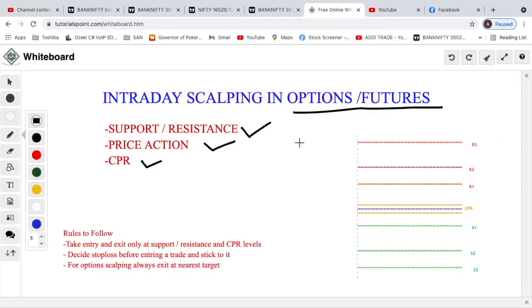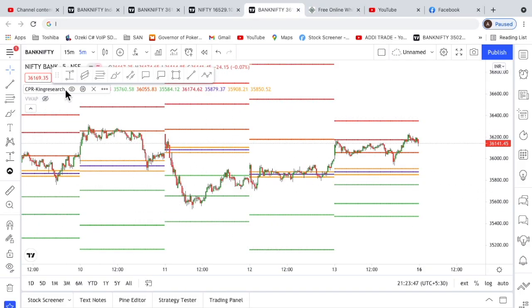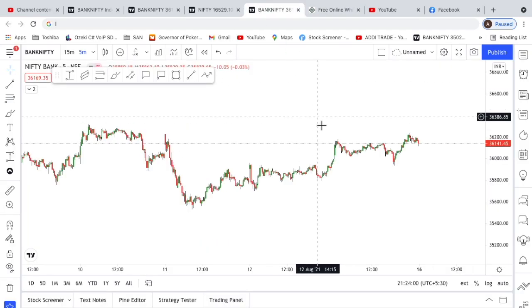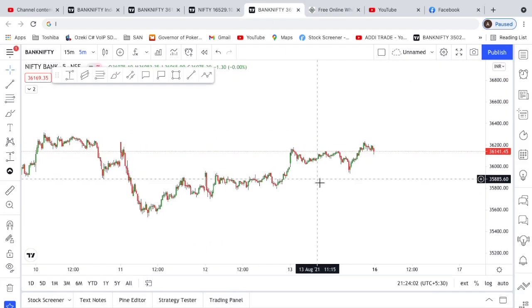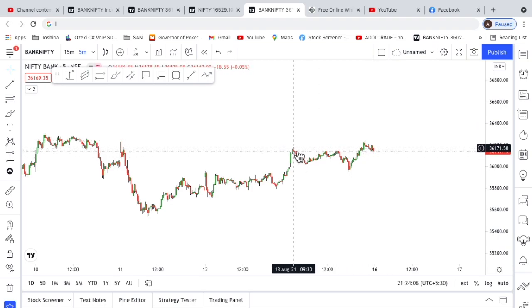So firstly, how to draw support and resistance, I'll be showing it to you on the charts. How to add the CPR and how to trade will also be shown. And price action, I'll be explaining that. Now coming to CPR, what is CPR? CPR is nothing but central pivot range, which is a derivative of previous price action. The CPR levels are calculated by a formula based on the previous day's high and low.